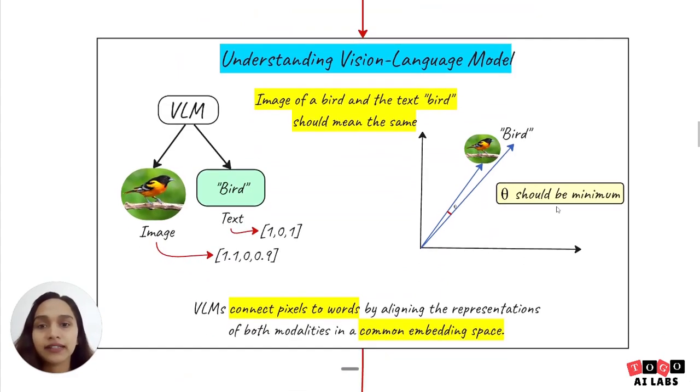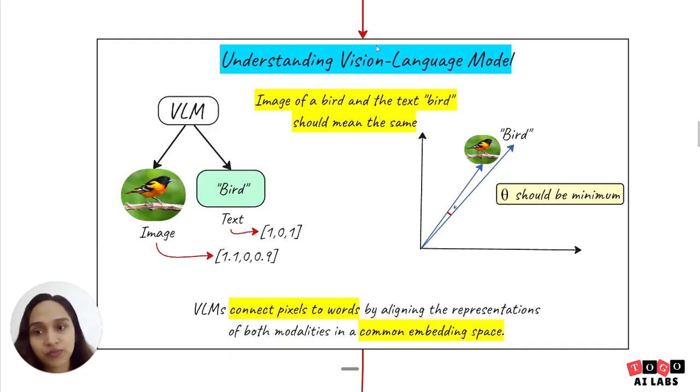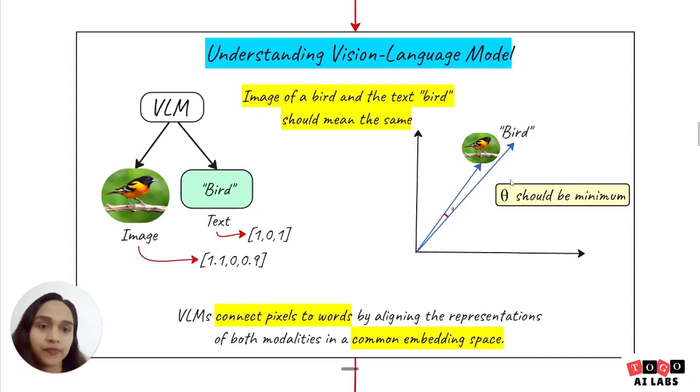Let me explain this by telling you how a vision language model interprets the text and the visual information. If we have the image of a bird and the text or the word bird, both the image and the text have the same meaning. So how can an AI model understand that both this image and text are the same? It represents the same entity. So VLMs connect pixels to words by aligning the representations of both modalities in a common embedding space.